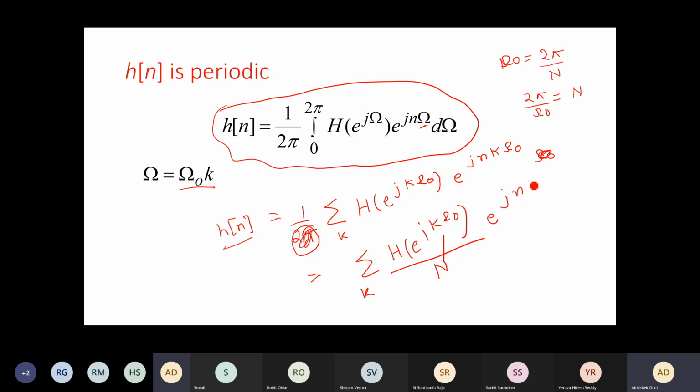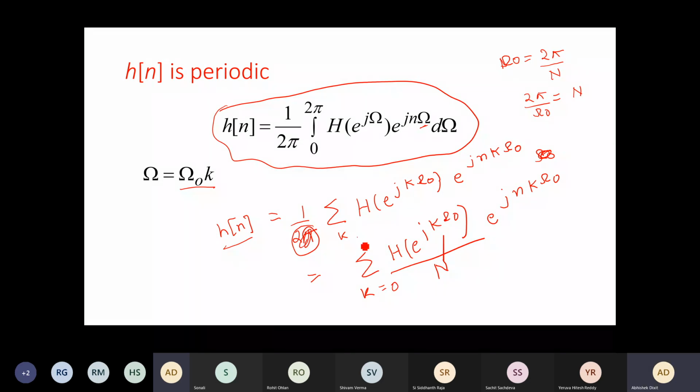J n k omega naught. Okay. So does this k go from 0 to infinity or minus infinity to plus infinity? What is the range of this k? 0 to N. It will be 0 to N minus 1.